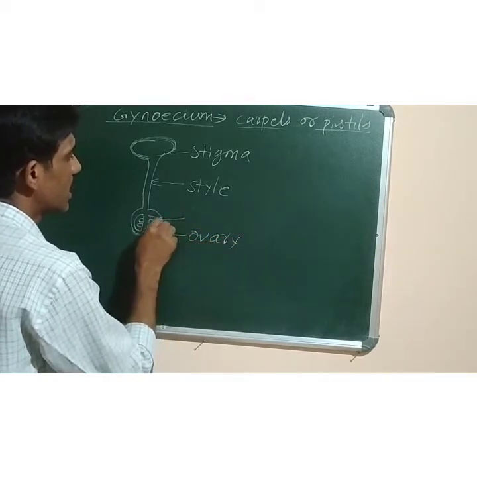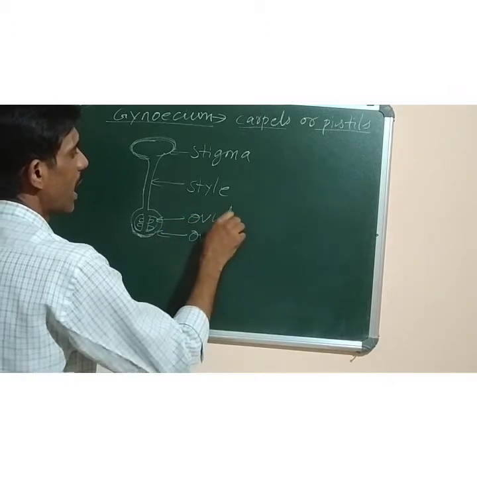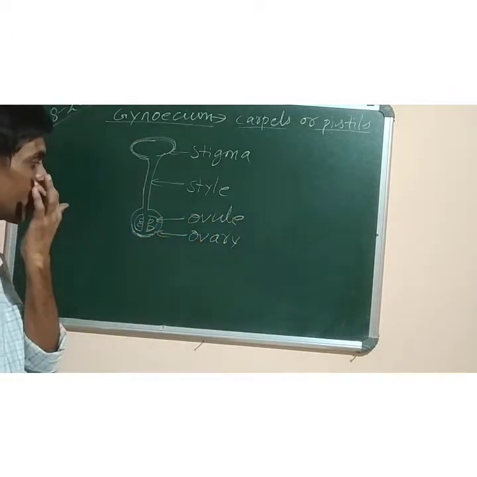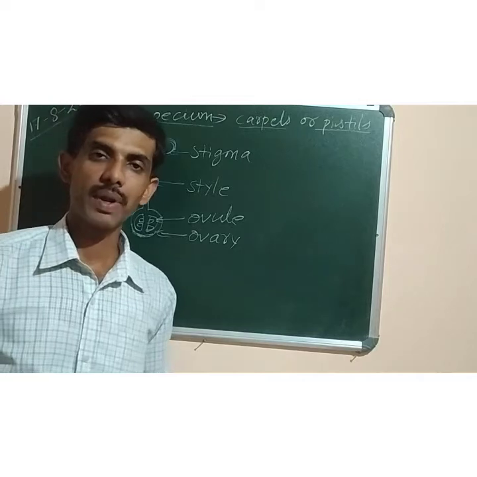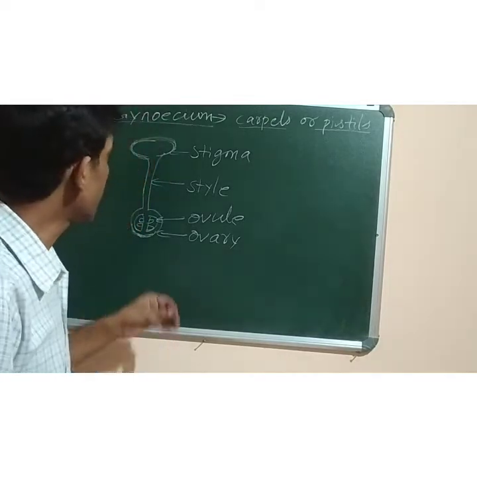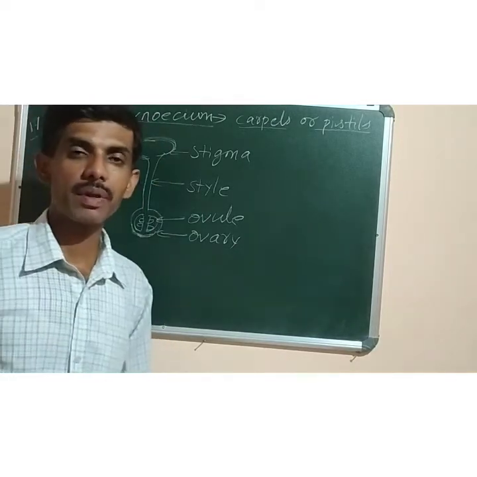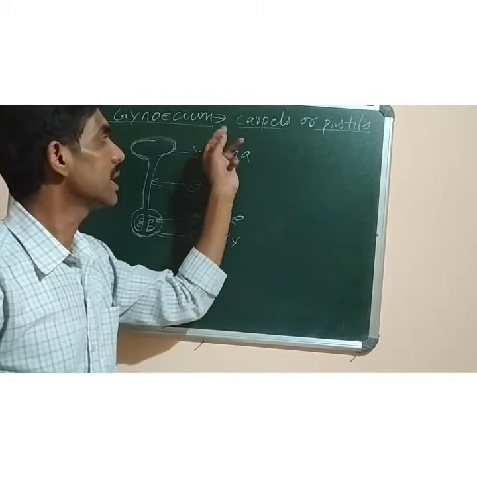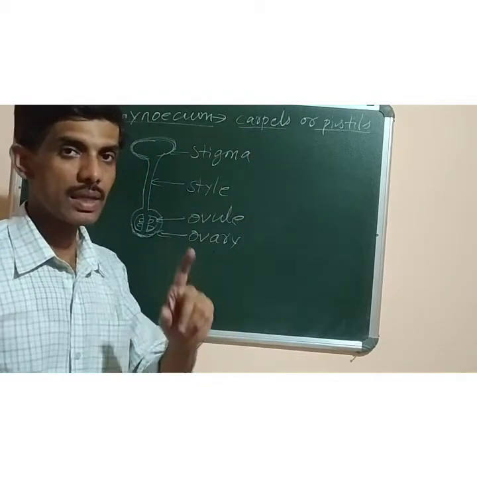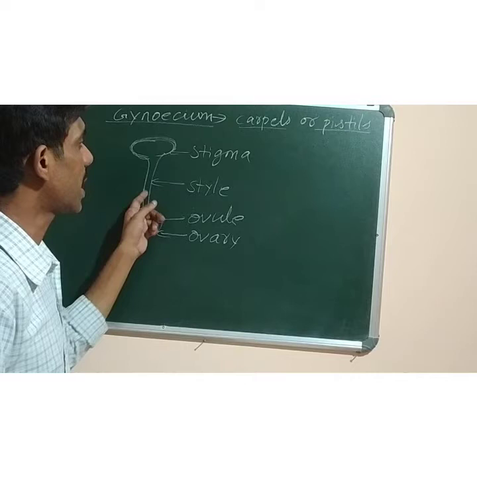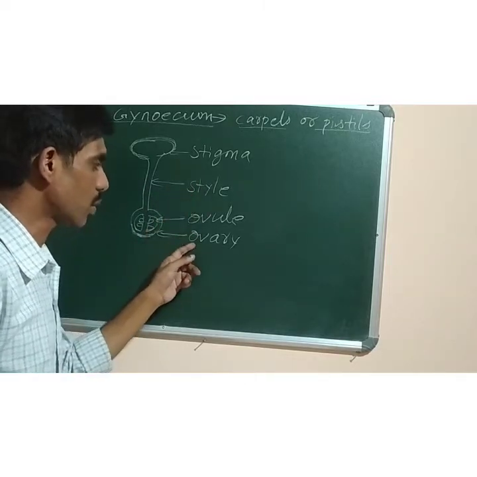Inside the ovary this part is known as ovule, and the ovule is attached with the ovary with the help of a structure called placenta. So you can find that gynoecium is the female part of the flower. It is made up of many carpels or pistils. Each carpel or pistil consists of 3 parts: stigma, style and ovary.